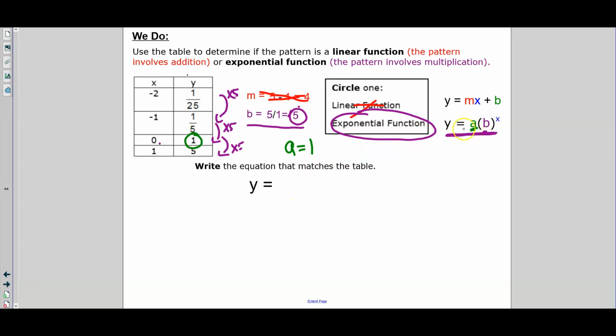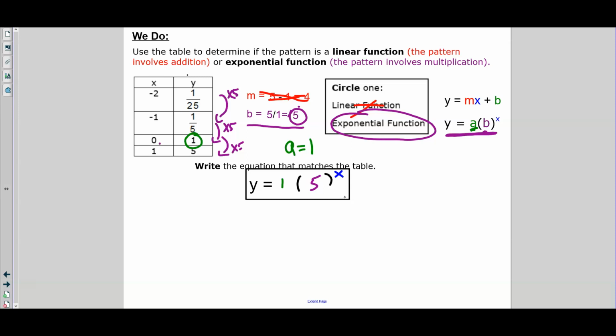So we can go ahead and put that one right there. That's 1. Put your parentheses in, and then inside the parentheses, we know this is going to be a 5. And then to the x power. So I guess technically we could just write that as y equals 5 to the x without worrying about having the 1 in front. But if we're using that model, we want to make sure we're doing the same thing. So this is my equation.